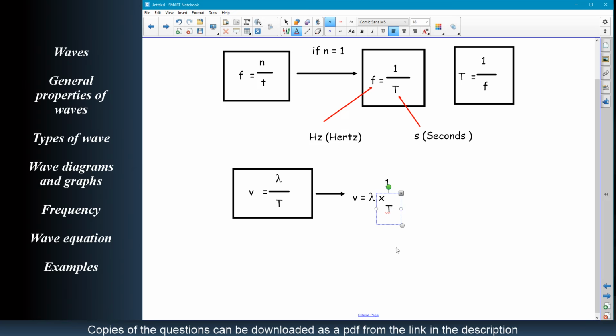Now shout in the comments or in the chat whether you understand that or not. Are we okay with that? That dividing something by T is exactly the same as multiplying it by 1 over T. Is that alright?